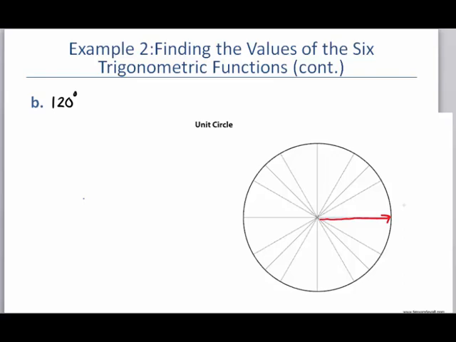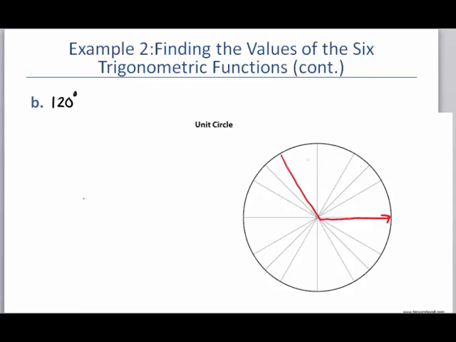Remember that we learned this unit circle by counting multiples of 30. So this is my 30. Remember, we skipped the diagonals. So this is my 60. Add 30 again, we're at 90 straight up. Add 30 again, we're at 120. So here is the angle that we're going to be looking at.